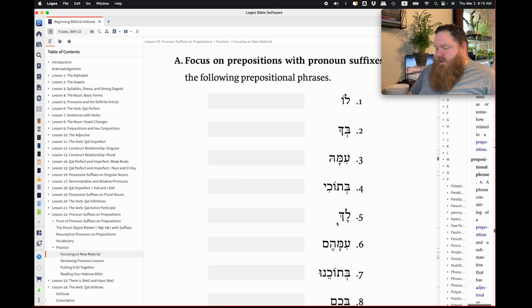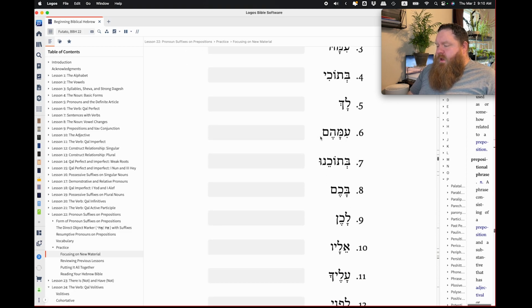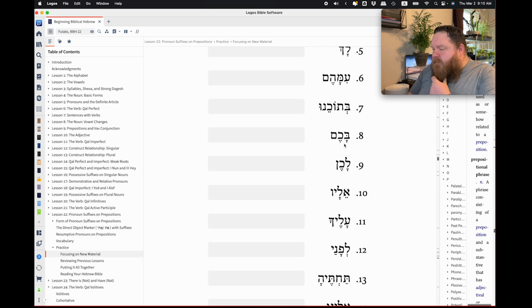Betohi, lach, pretty straightforward. Imahem, so 3MP. The kaf here, this is going to be 3FS, or I'm sorry, 2FS. Anu here, we've got the 1CP. All of these are pretty straightforward, no strange forms yet. Bachem, 2MP. Lachen, 2FP. Elav, this is that. El is one of those prepositions that takes the type 2 endings, and so that's why you've got this. Patach, yod, vav, but remember the vav is the common element in the 3ms suffixes.